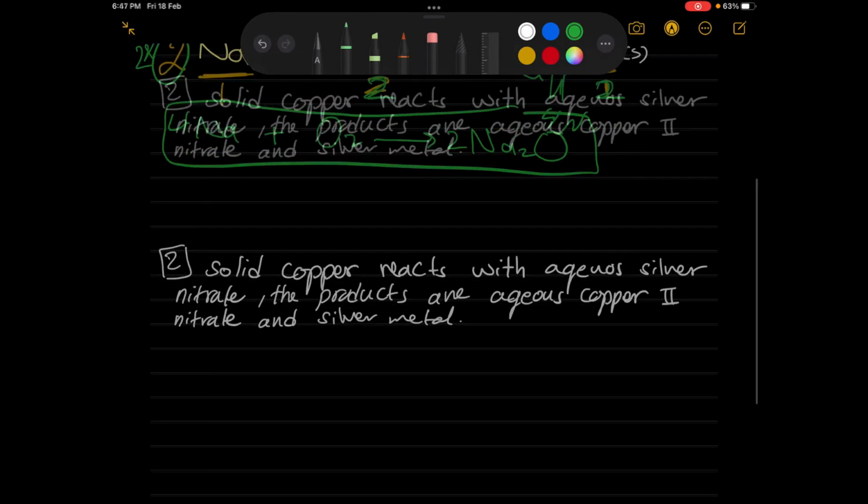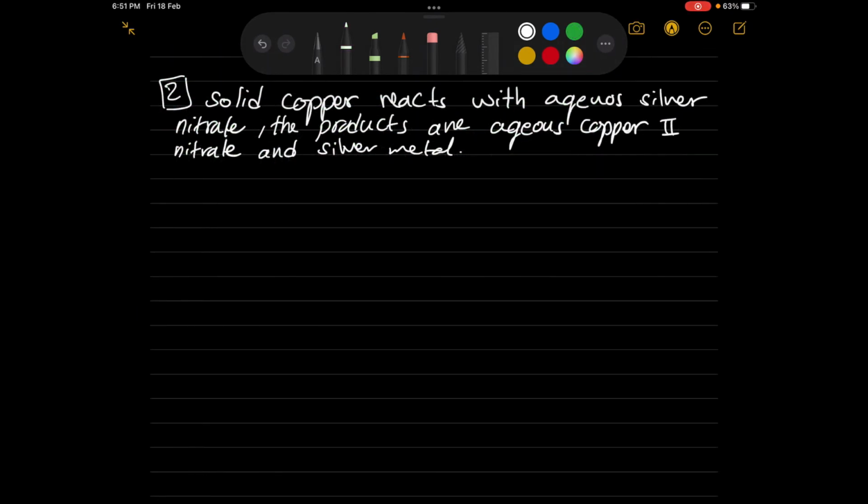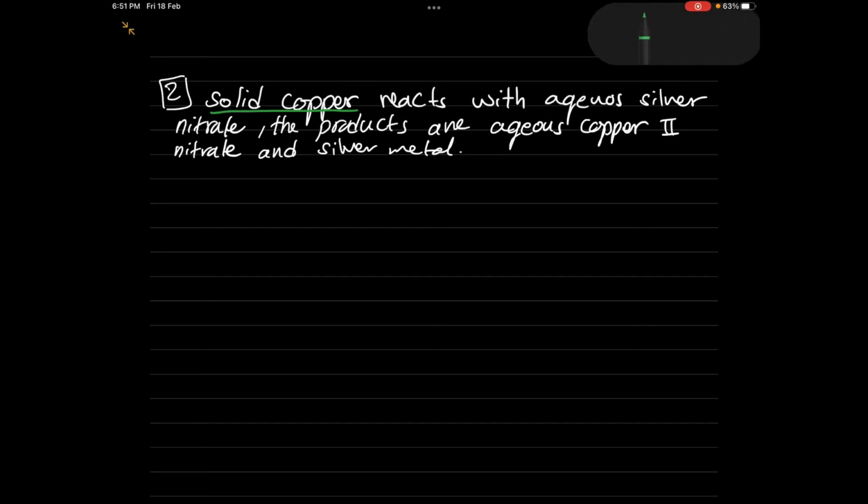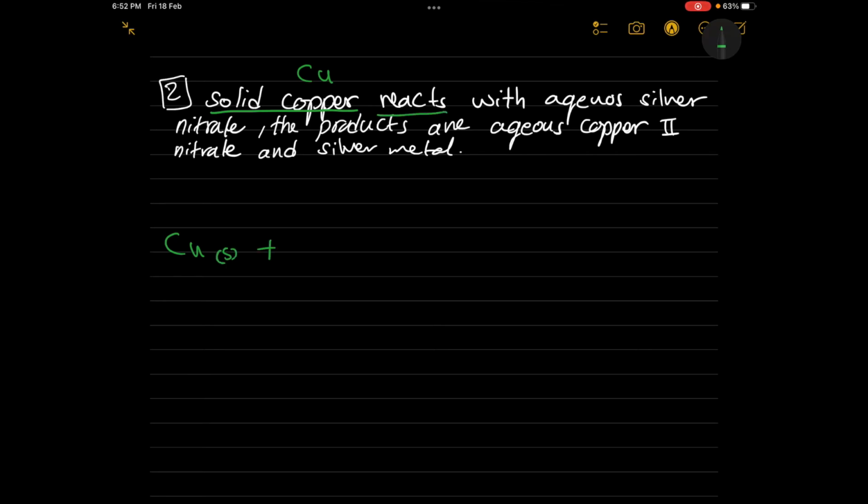Let's take another example. Now let's translate every single detail in this one here. The question says we have solid copper. Solid means solid, right? And copper, which is an element. So we can write Cu(s), okay. Reacts, we make a plus, with aqueous silver nitrate.